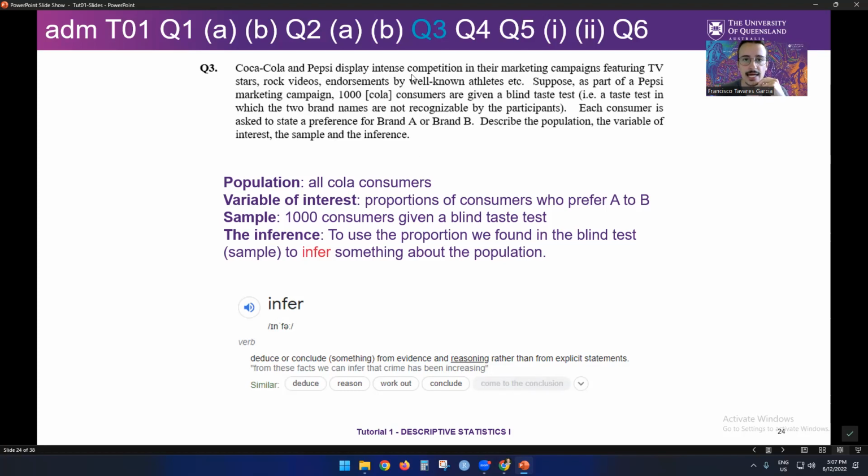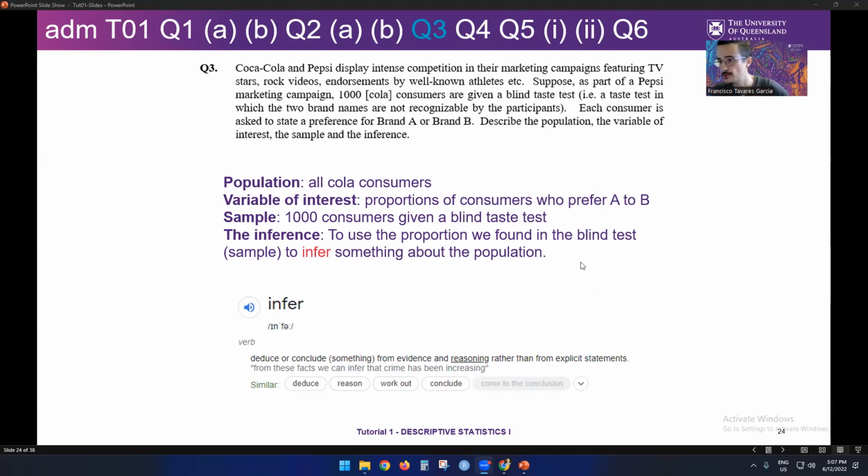Short and simple. Any questions? Oh, I have them. Harry, amazing. All cola consumers, sample 1,000, generalize. Fantastic, amazing answer. I'm sorry, I didn't see it before, but good job, Harry. I need to be quicker with the chat. Apologies for that.